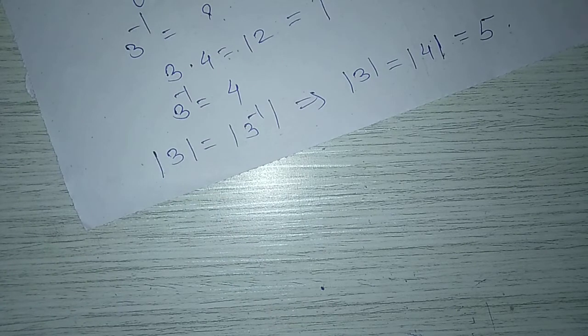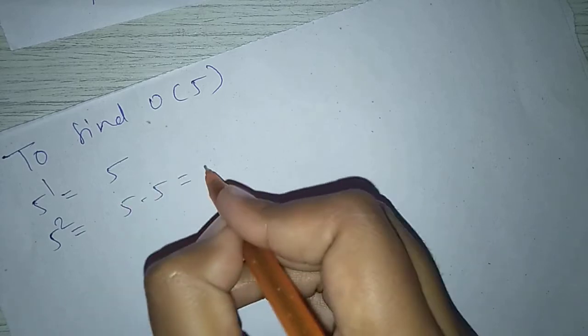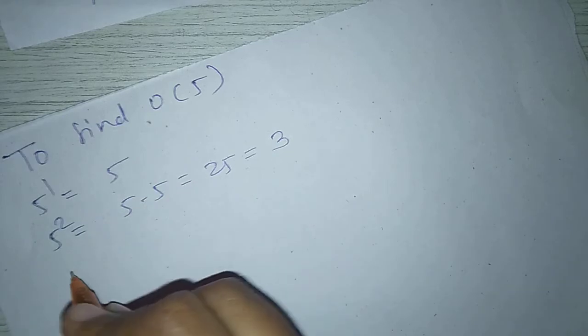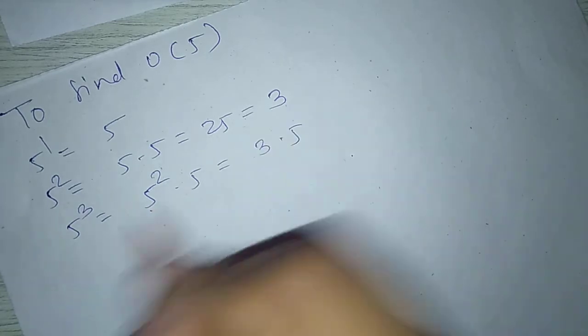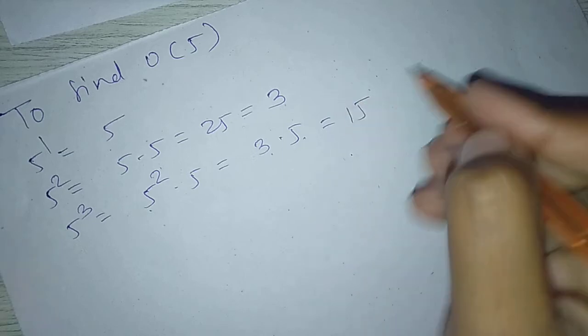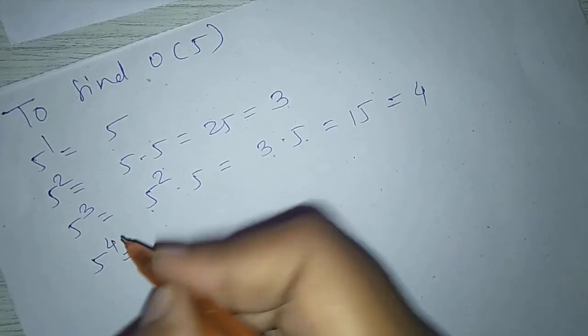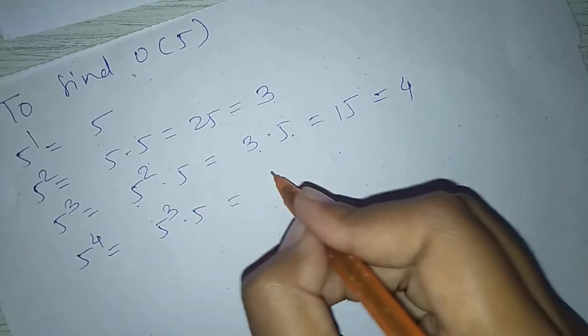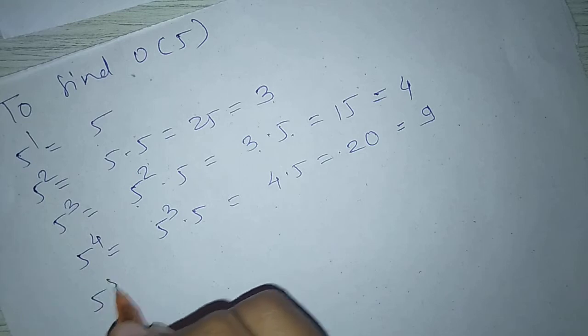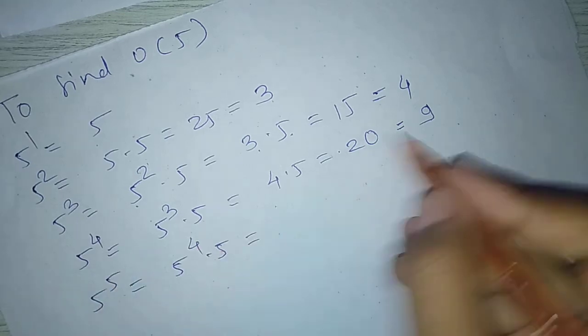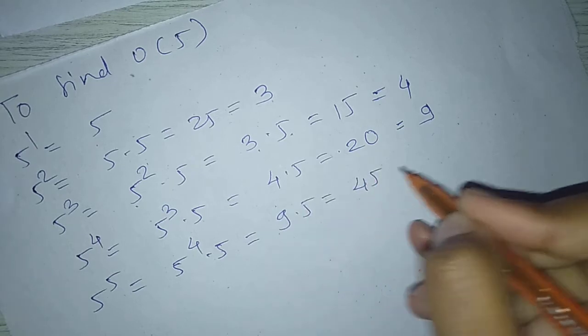Now to find the order of 5, 5 raised to 1 equal to 5, 5 raised to 2 equal to 5 into 5 equal to 25 under modulo 11. 25 is 3. 5 cube equal to 5 square into 5 equal to 3 into 5, because 5 square is 3. 3 into 5 is 15 under modulo 11. 15 is 4. 5 raised to 4 is 5 cube into 5. 5 cube is 4. 4 into 5 equal to 20 under modulo 11. 20 is 9. 5 raised to 5 equal to 5 raised to 4 into 5. 5 raised to 4 is 9. 9 into 5 equal to 45 under modulo 11.